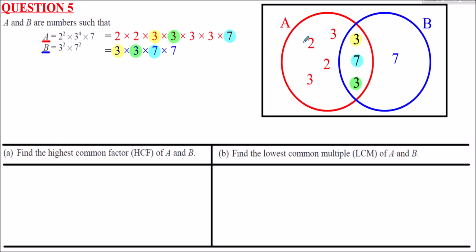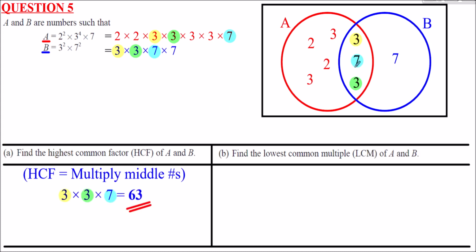Now we've got it set up, we can tackle part A, the highest common factor of A and B. Common is the key word. Common relates to the numbers in the overlapping bit. To work out the highest common factor of A and B, what we're going to do is just multiply the middle numbers in the Venn diagram together. That's all we need to do. So the highest common factor is 3 times 3 times 7, which is 63.